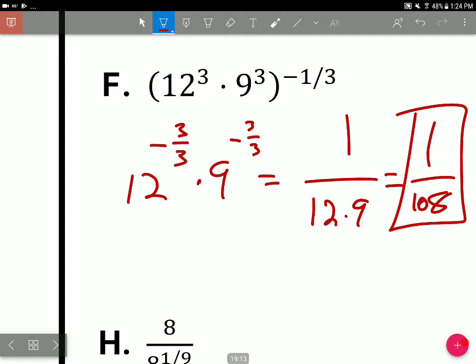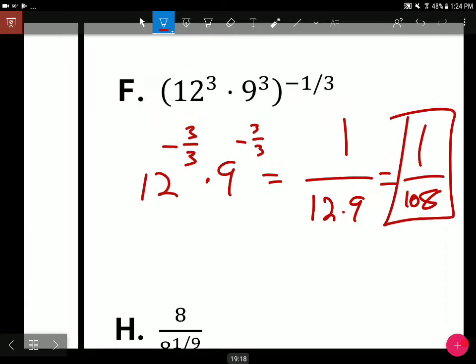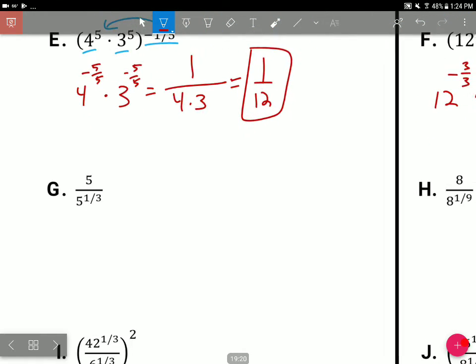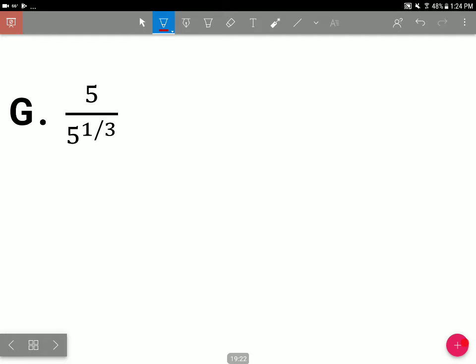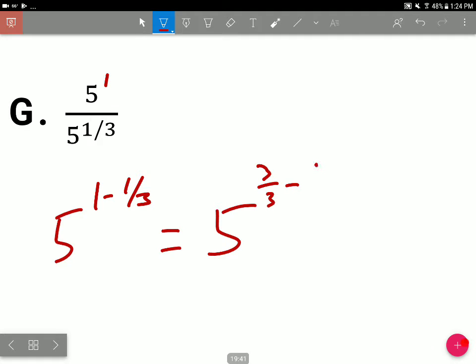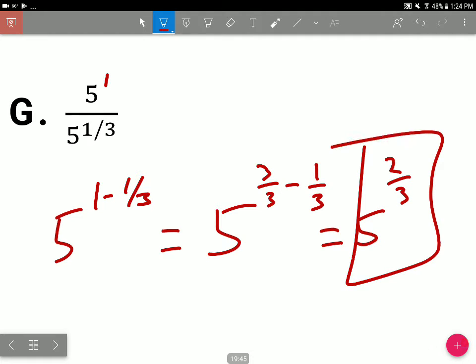G. Oh, G. All right, so G is dividing. Letter G is dividing. So if you're dividing the same base, what do you do to those exponents? You subtract. So that's a 1 up there, right? So 1 minus 1/3. What's 1 minus a third? 2/3. So that's 3/3 minus 1/3, which is 2/3. Done. Do letter H.